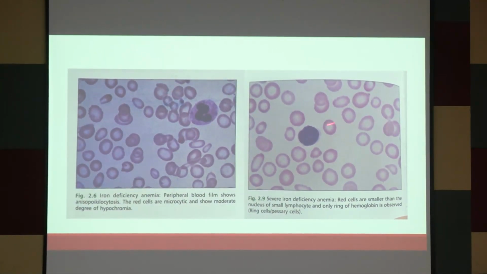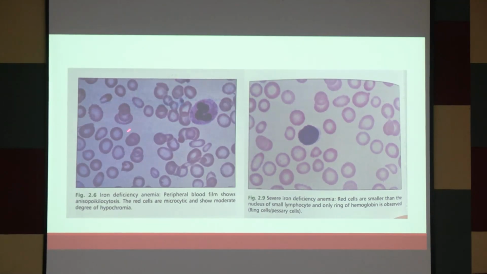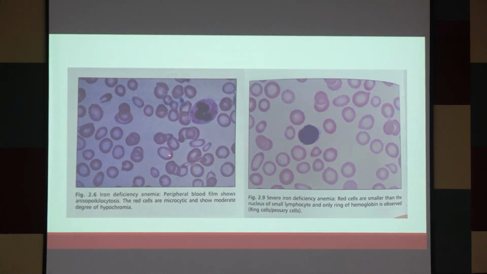This is the peripheral blood smear picture, just follow the pointer. See the RBCs, they are smaller in size and the central pallor is more. Look at this RBC, so much space inside. So it is hypochromic and it is microcytic as well. Here also the central pallor inside the RBC is so big. So this is hypochromic.